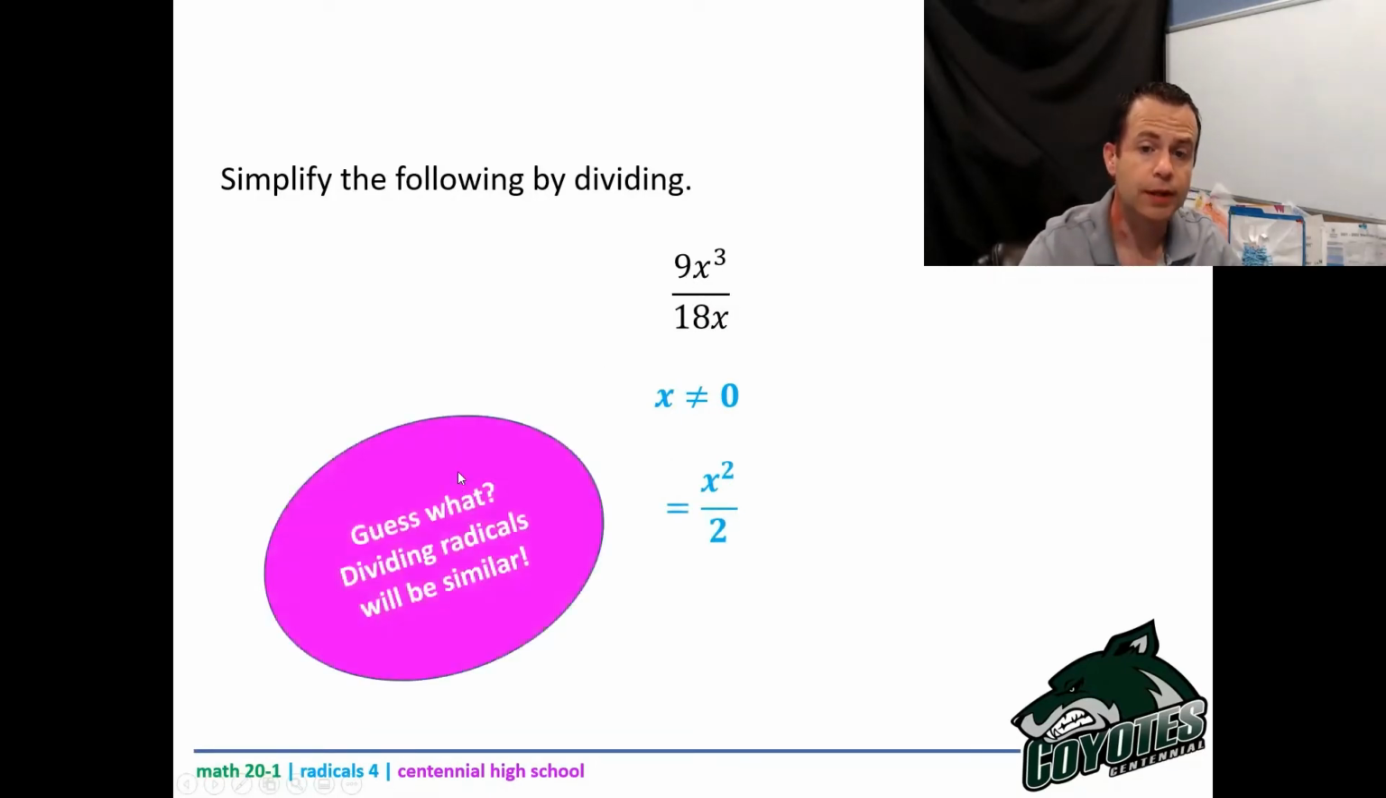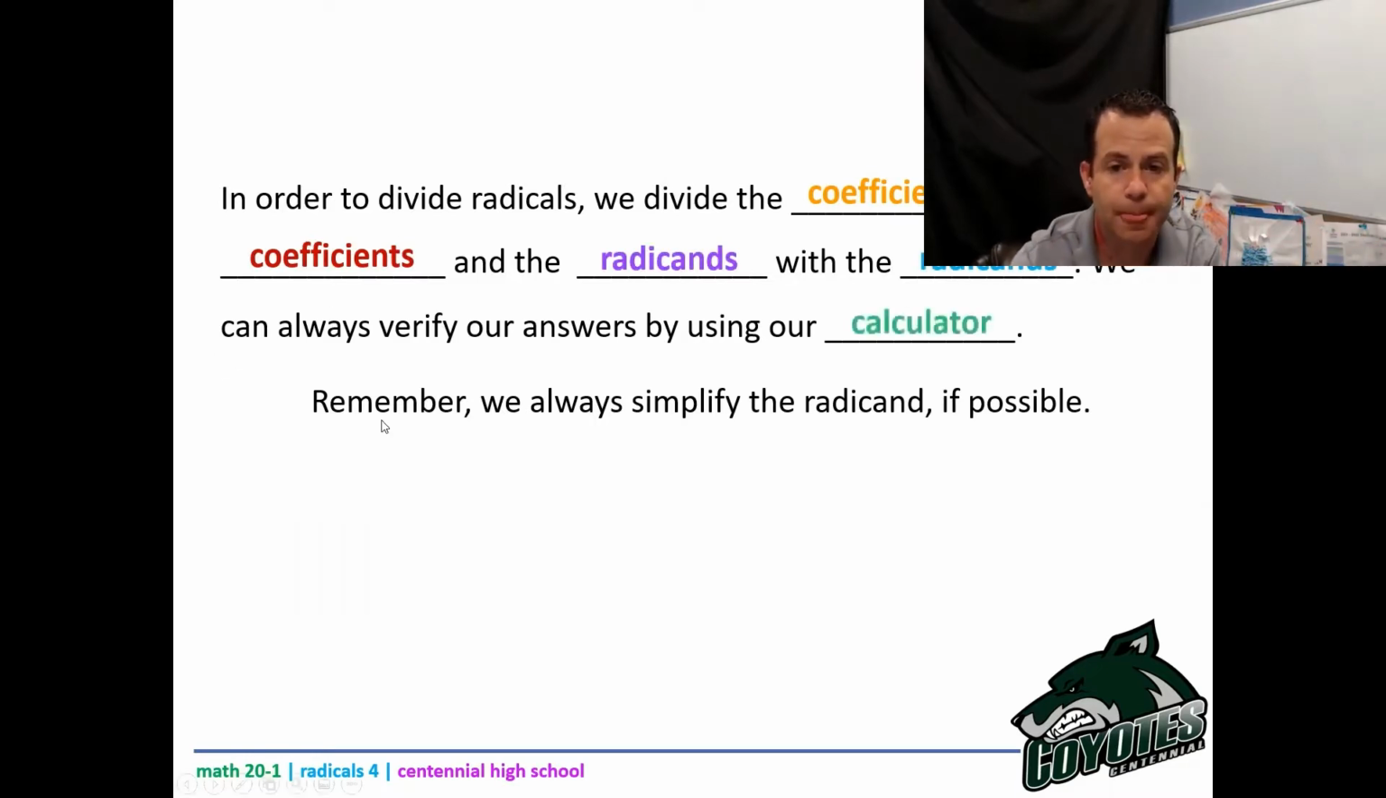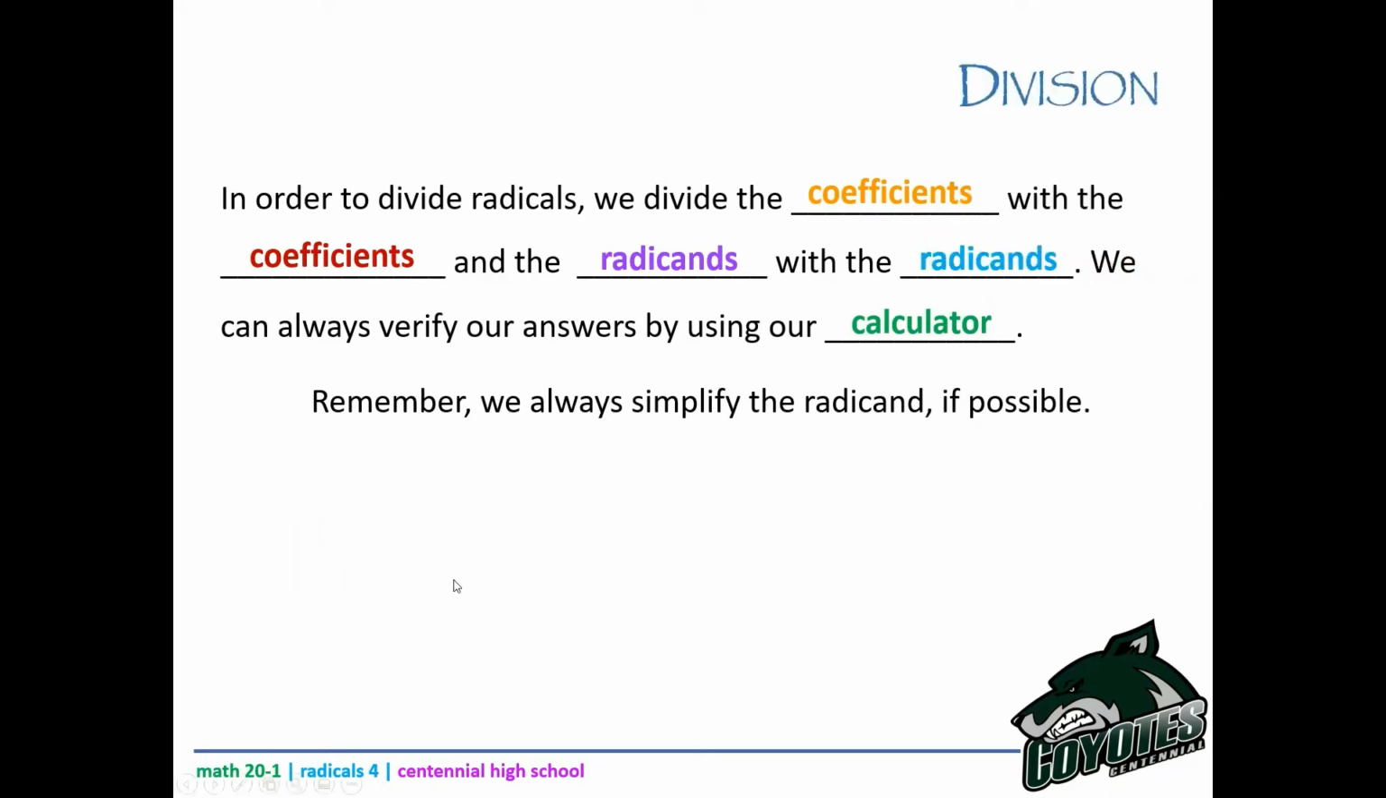Dividing radicals is going to be very, very similar to what we just did with this polynomial. In order to divide radicals, we essentially divide the coefficients, the outside numbers, with the coefficients, and the radicands with the radicands. And then we can always verify our answers using our calculators. For those of you at home without a book, I'm just going to hide myself for a sec so you can see the full paragraph there.